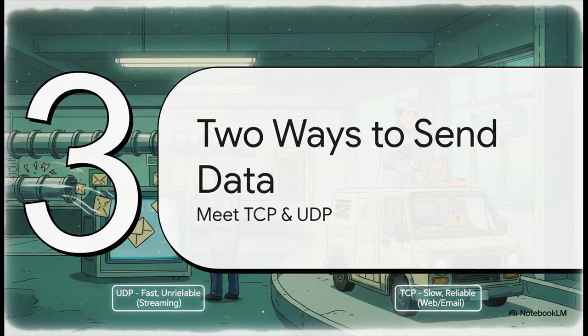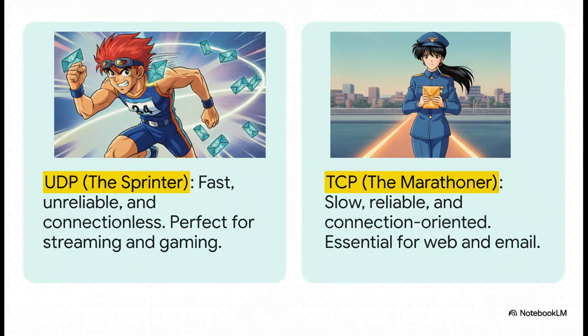Okay, so things get even more interesting. It turns out this digital postal service doesn't just have one type of mail carrier. It has two very different delivery people, and they each have a really specific job. Let's meet TCP and UDP. These are the two main transport protocols we use literally every day. And this slide just lays it out perfectly.